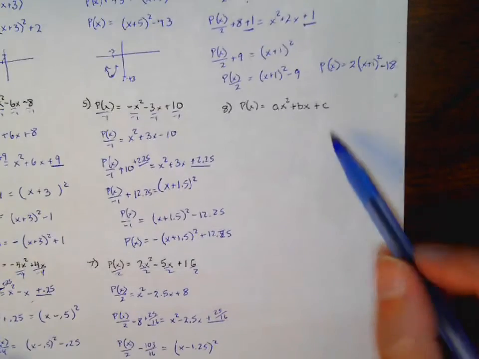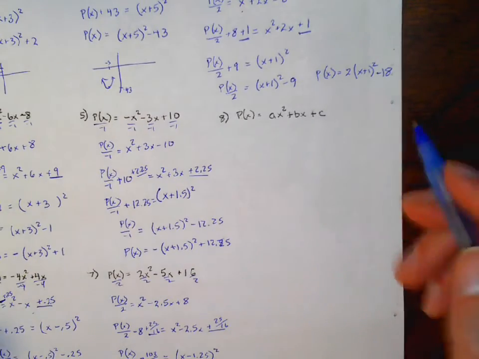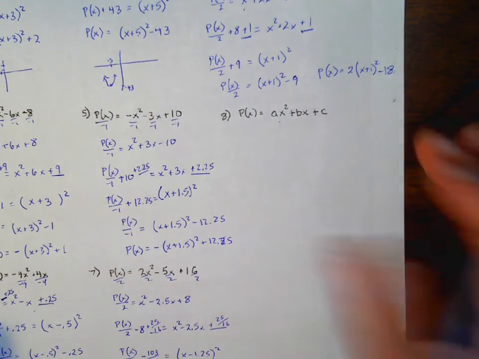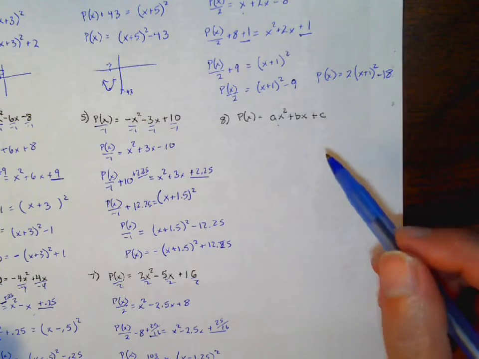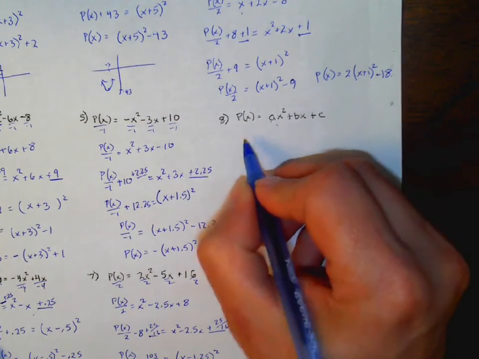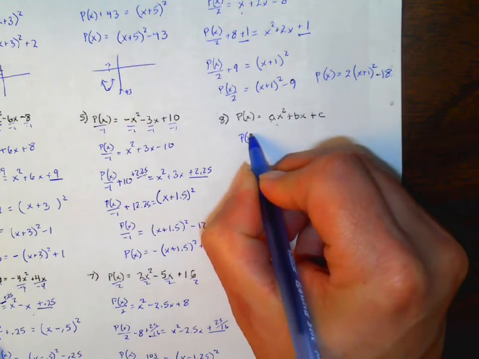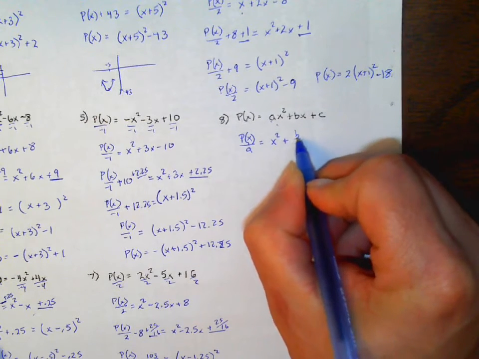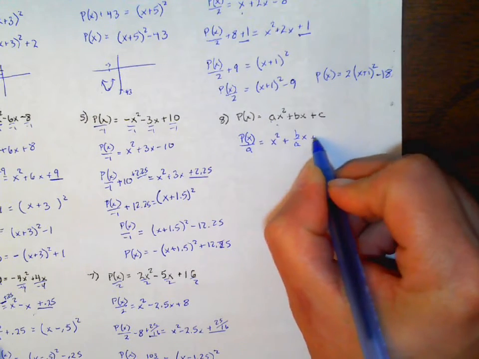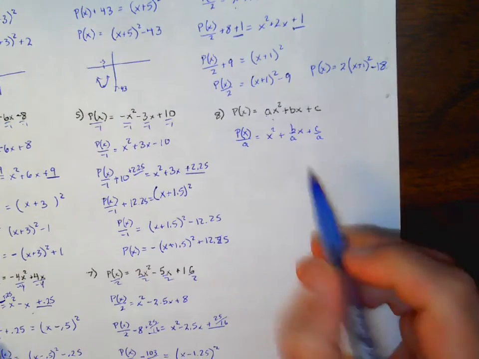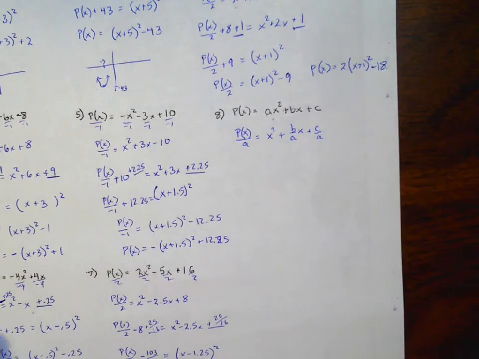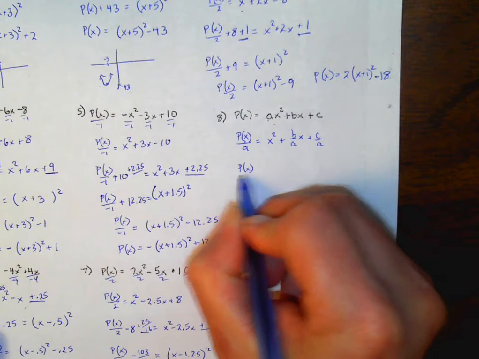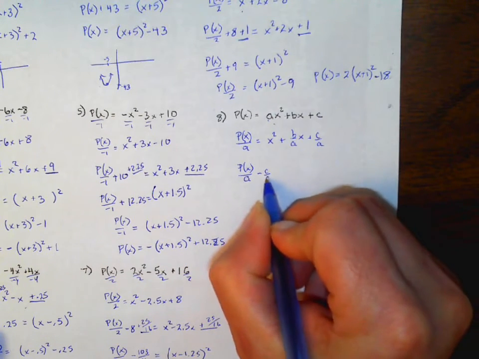Okay, now this one's going to lead us into the next set of notes. Right, so we just got a, b, and c, so we're just going to deal with it. This is just kind of a general formula that we're using. So the first thing we do is get rid of that a, right? So we divide everything by a. Okay, next step is to take this, bring it over to the other side. So minus c over a.